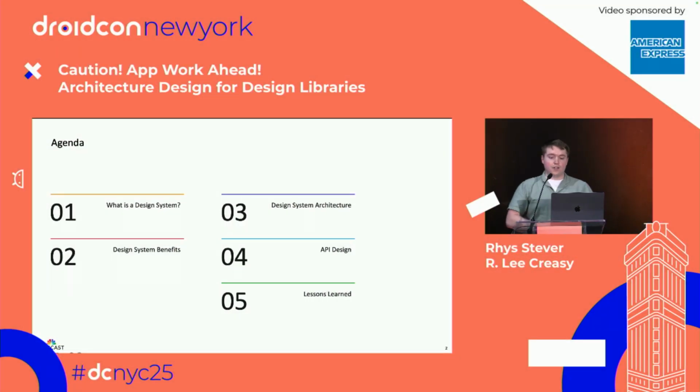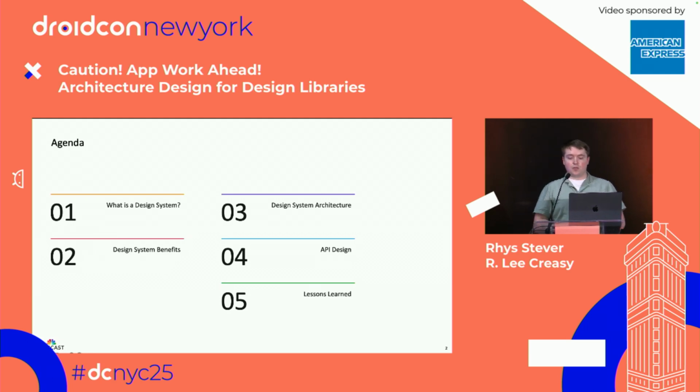So, we will first start off with defining a design system and explaining its benefits. Then, we'll move into the heart of our talk and discuss proper architecture to use when creating one. After that, we will dive into the importance of API design with some examples. Lastly, we will go over some lessons we have learned throughout our experience building and maintaining a design system.